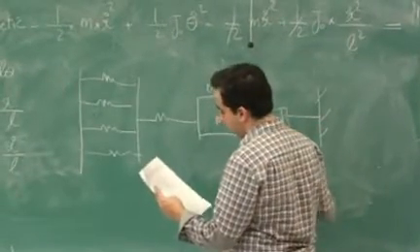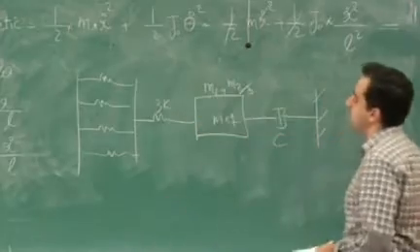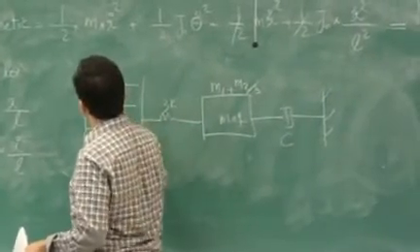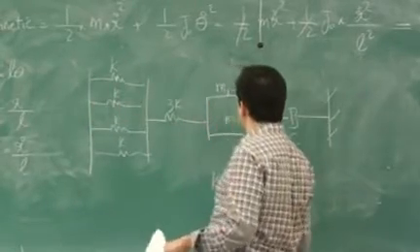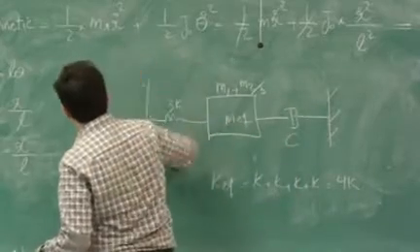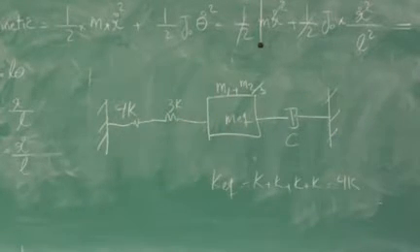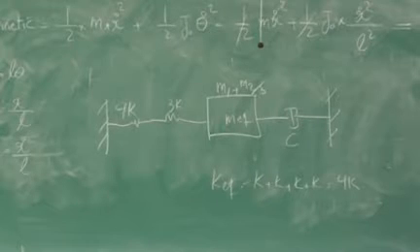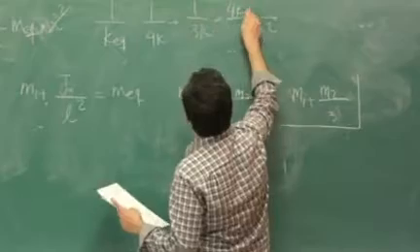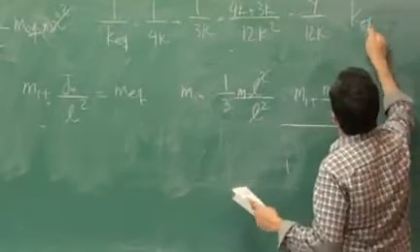The damper has the value of C. This is going to be 2k. So I have 4 parallel springs. I can add them up: 4k. So I can just replace these 4 springs with 4k. Now I have 2 springs in series. 1 over k equivalent would be 1 over 4k plus 1 over 3k. It's going to be 4k plus 3k over 12k squared, which is 7 divided by 12k, for the k equivalent of the total.